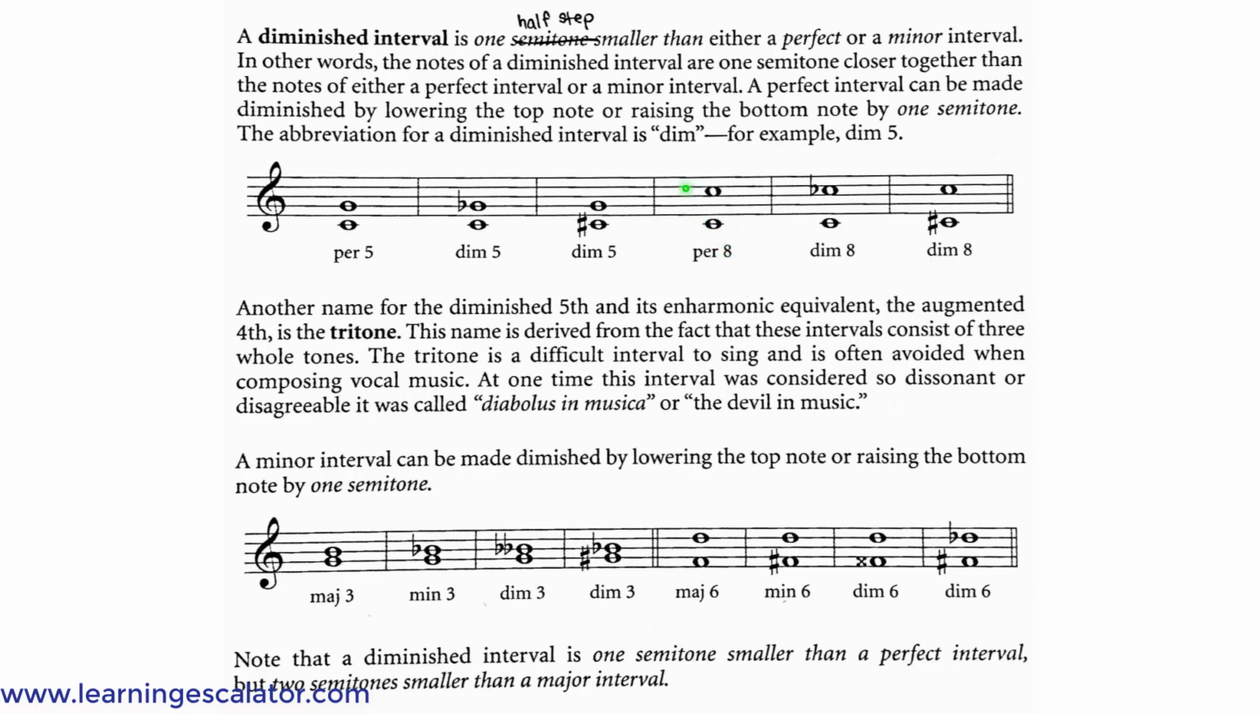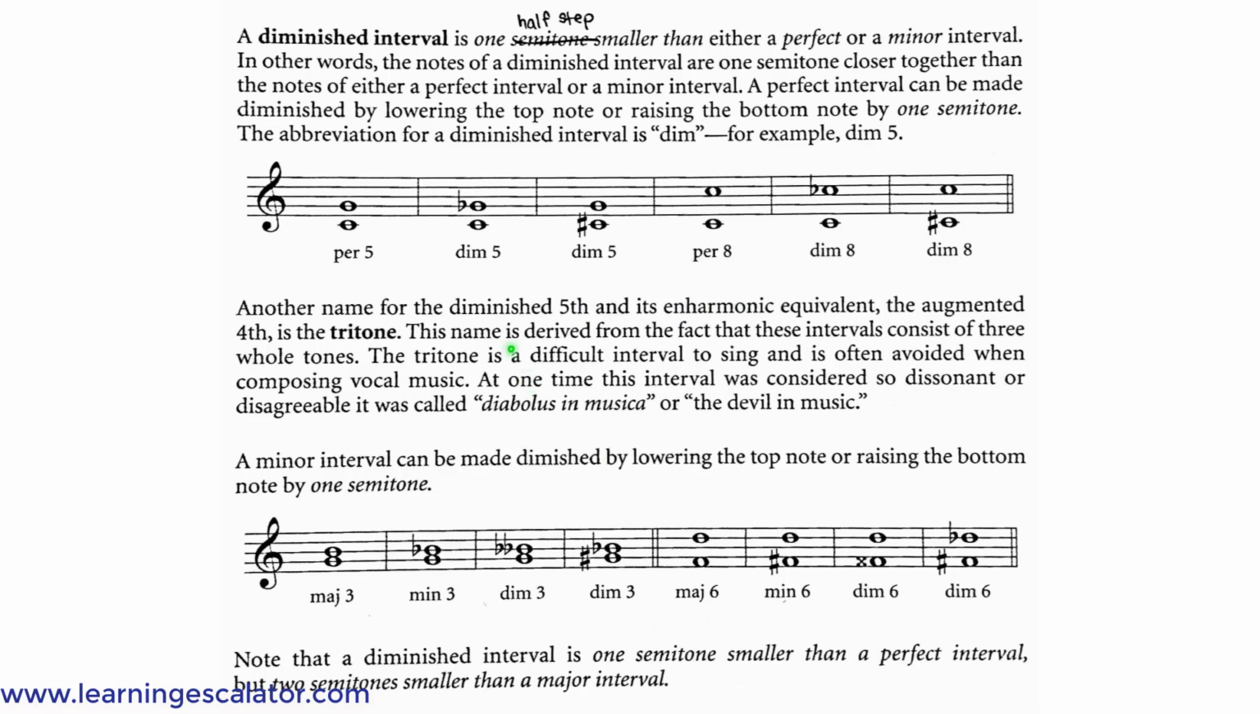Now C to C is a perfect eighth. If you want it to be a diminished eighth, you could lower the top note to make the distance between these two notes closer, so that's C to C flat, or you could raise the bottom C, so it's C sharp to C natural.